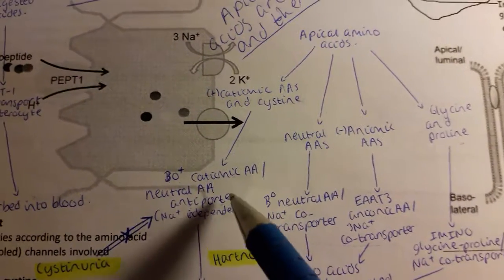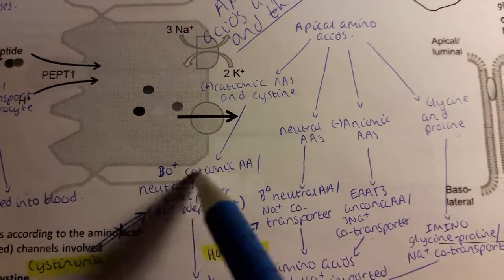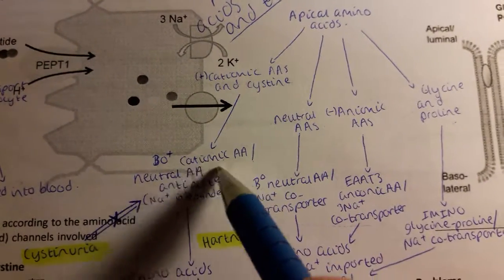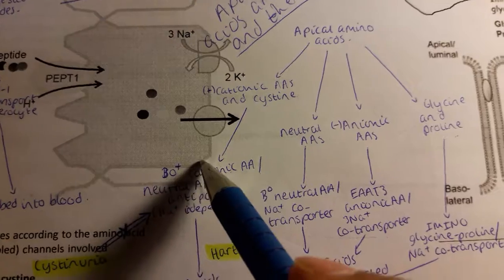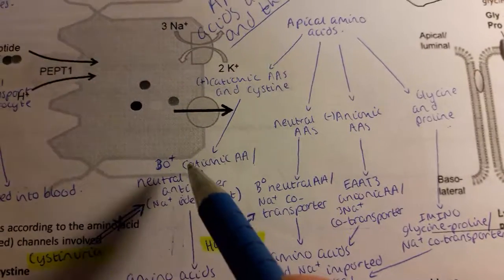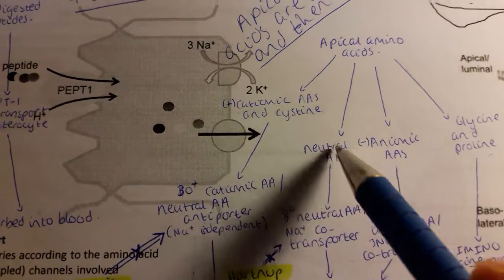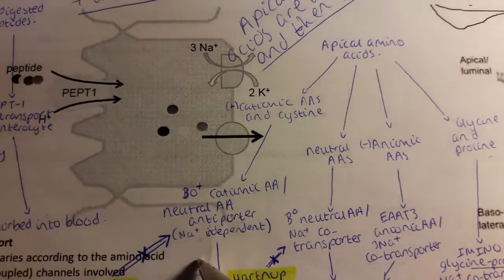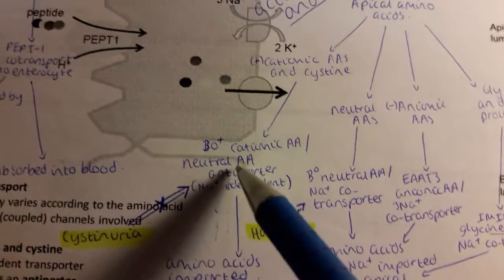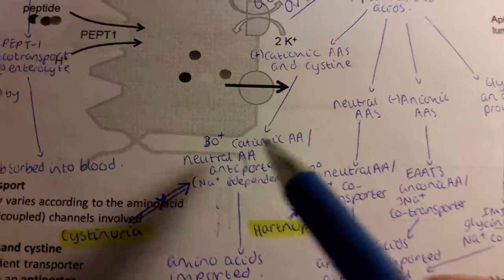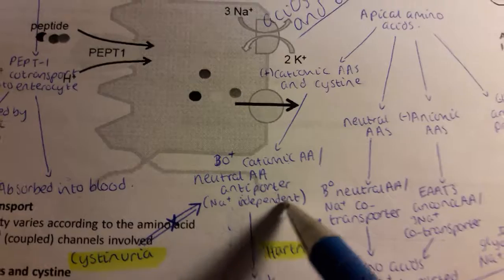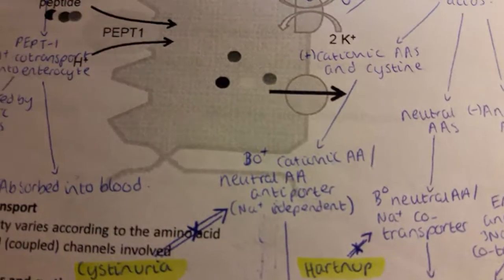So let me explain what that means. Basically, it's an antiporter, which means something goes in and something goes out. What happens is that the cationic amino acids and cysteine are imported across the apical membrane into the enterocyte, whereas the neutral amino acids in the enterocyte are transported out into the lumen. So that's a B0,+ antiporter. And the important thing to remember is that this antiporter is sodium independent, and I'll explain why that's important in a second.